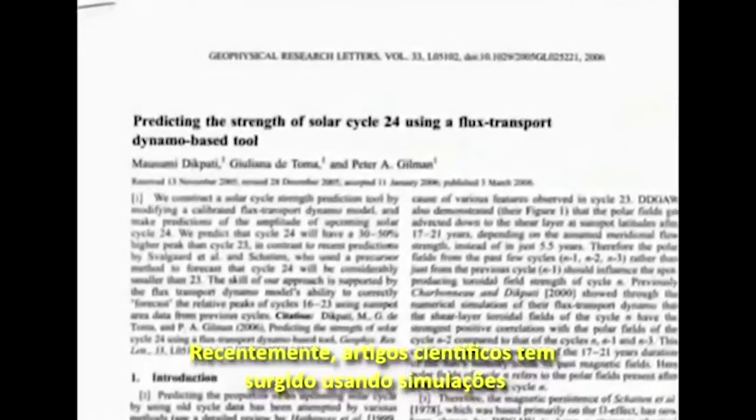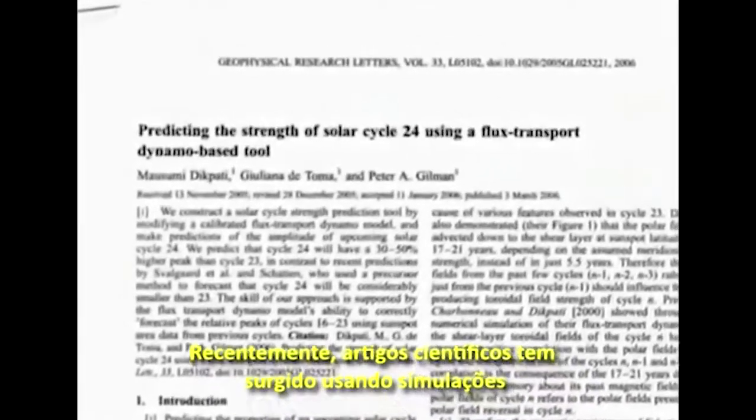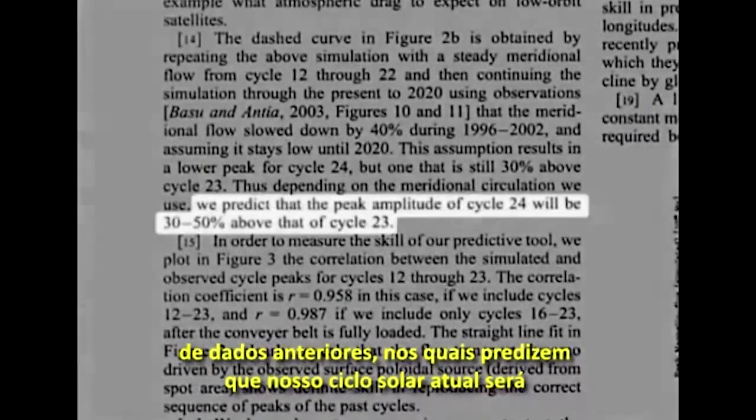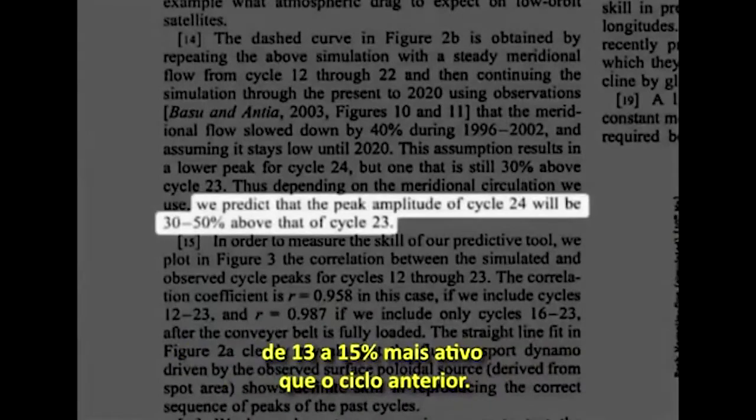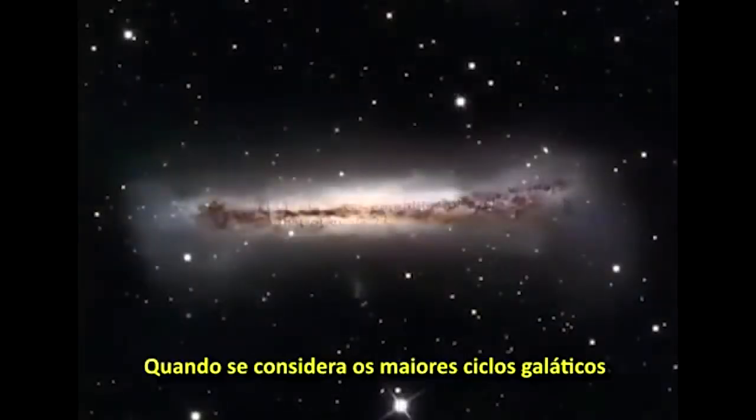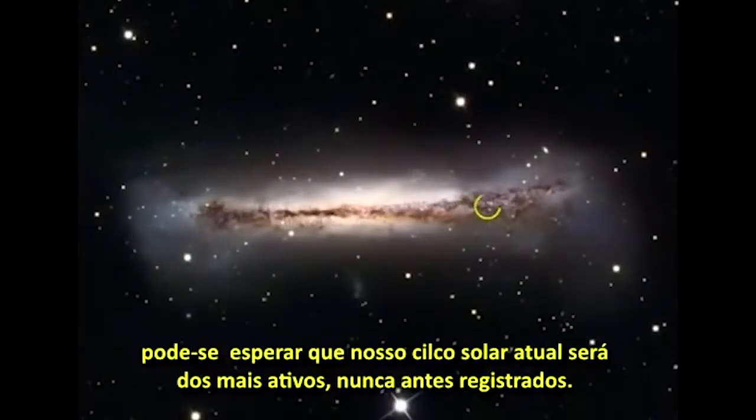Recently, scientific papers have emerged using simulations based on previous data, which predict that our current solar cycle is going to be 30 to 50% more active than the previous cycle. As Harame notes, when the larger galactic cycle is considered, then our current solar cycle may develop into one of the most active cycles ever recorded.